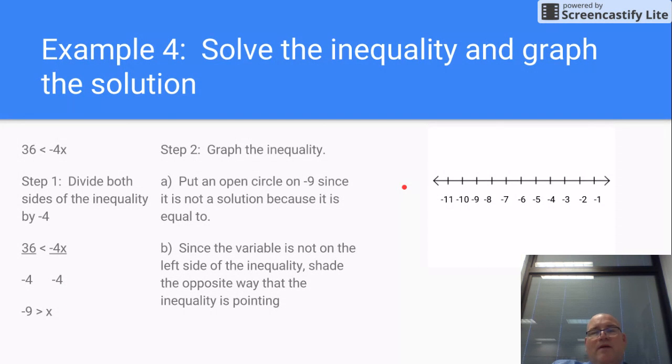Number line, numbered by ones. Notice that on all my number lines, I've not shown a 0 yet. You don't have to show 0 on your number line. Pick it so where it fits in. Here comes my open circle on negative 9. Oops. That should actually be moved over to negative 9, not on negative 10. It should be here. Even though it's pointing to the right, the variable's not on the left side, so I'm going to shade the opposite direction, and we get the answer.